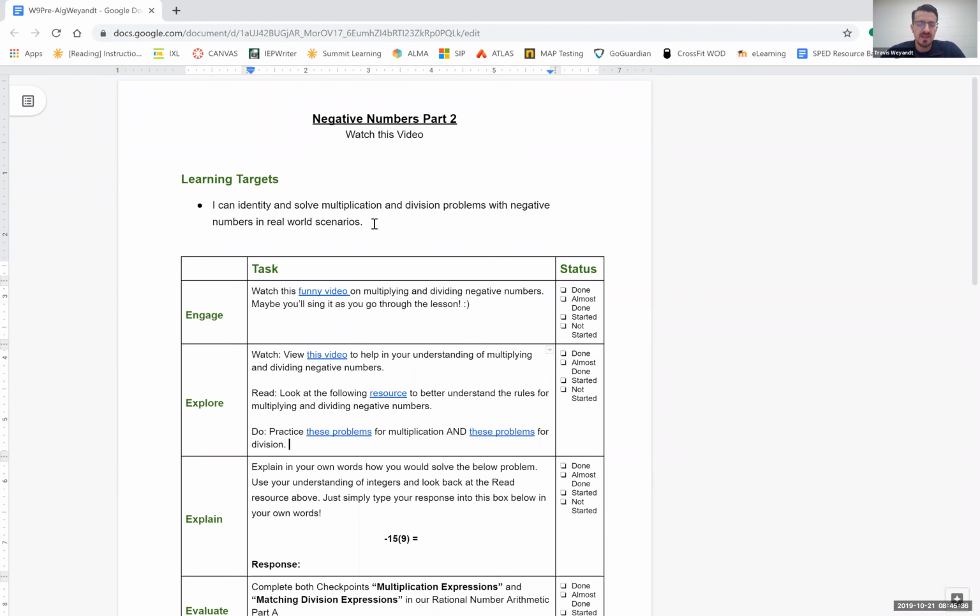And hopefully by the end of this lesson, you can say with confidence, I can identify and solve multiplication and division problems with negative numbers in real world scenarios.